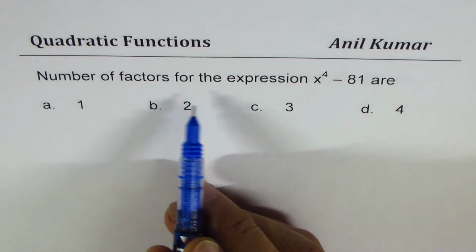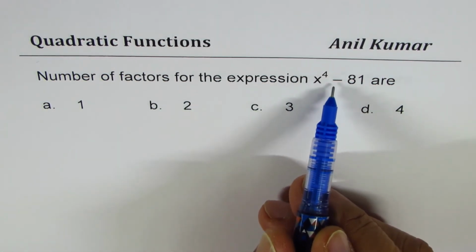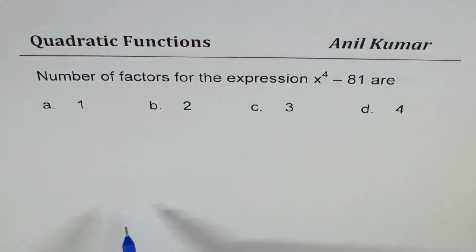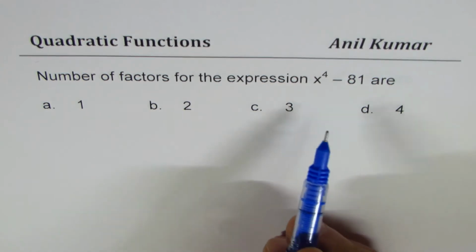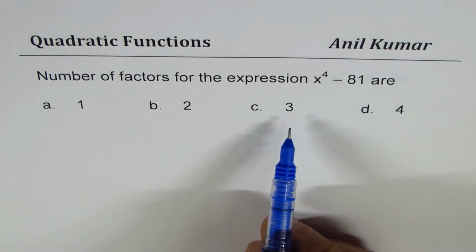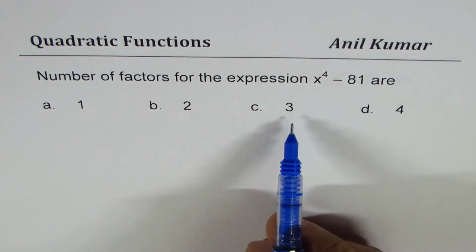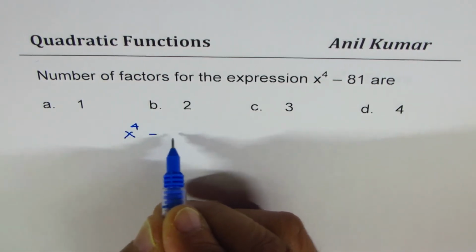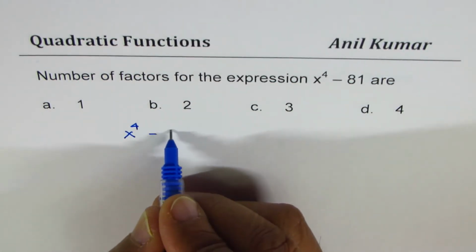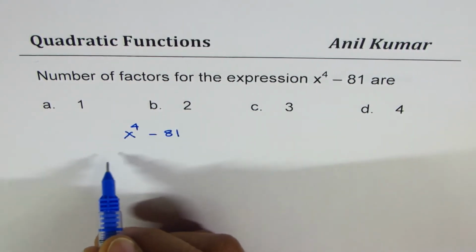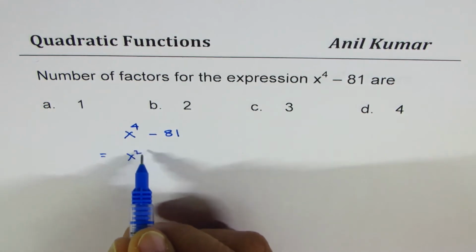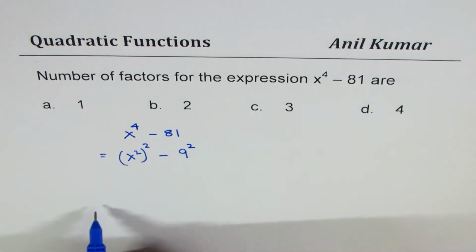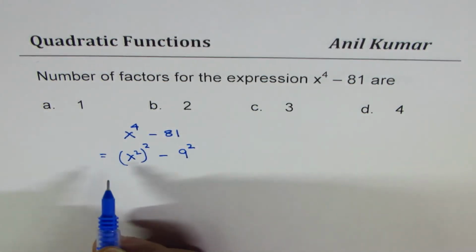the number of factors for the expression x to the power of 4 minus 81 are how many, right? You can always pause the video and figure this out. So again, my suggestion is just factor. It could be 3, it could be 4, but it's better to factor, right? So we are given x to the power of 4 minus 81. You could actually write this as x squared whole square, right? And 81 could be written as 9 squared. So you're working with difference of squares.